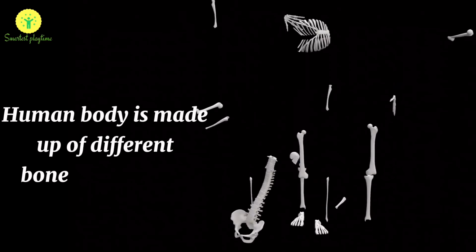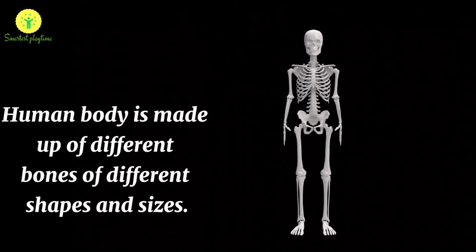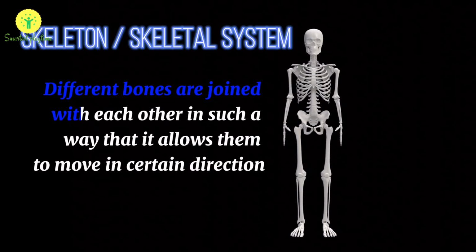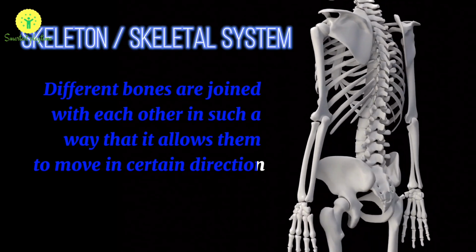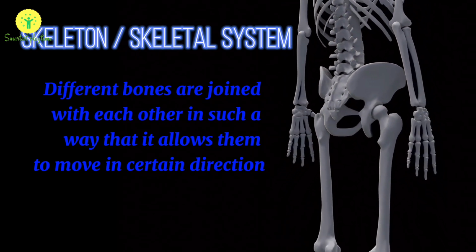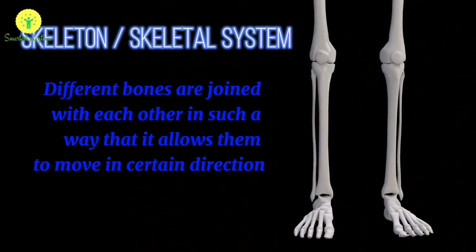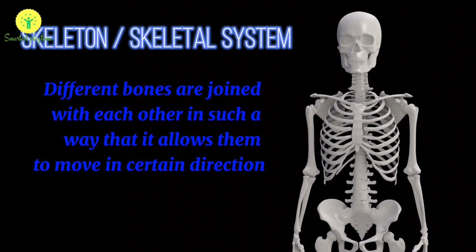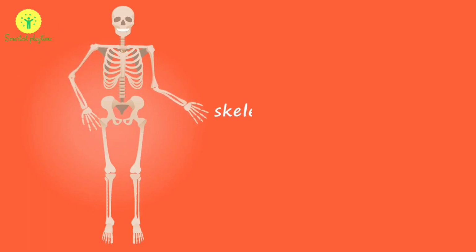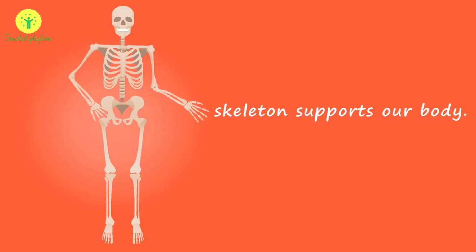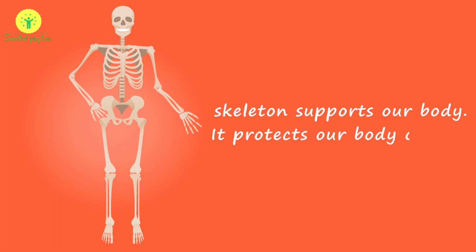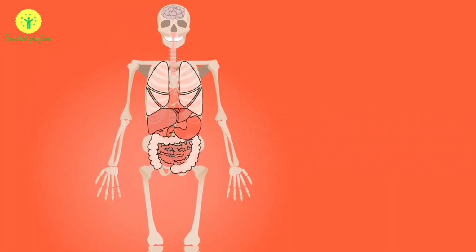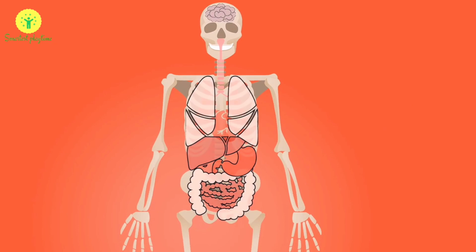The human body is made up of different bones of different sizes and shapes. These bones join to each other and form a framework called the skeleton or skeletal system, which helps in bringing about movements. The skeleton not only helps in movement but also protects internal delicate organs like the heart, lungs, brain and so on.